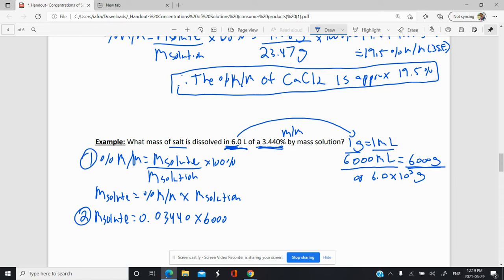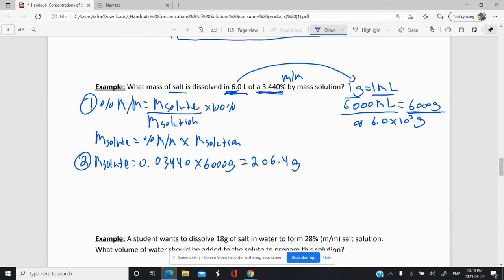So that's our times 6,000 grams here, and then that's going to be our answer. So we're going to have 6,000 times 0.03440. We get approximately 206.4 grams. Now, we do need to make sure this is rounded to a proper number of sig figs.